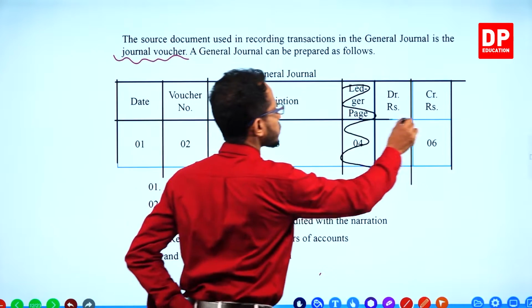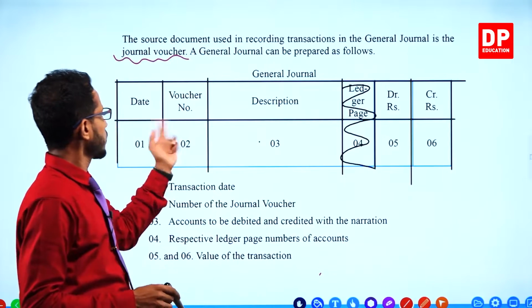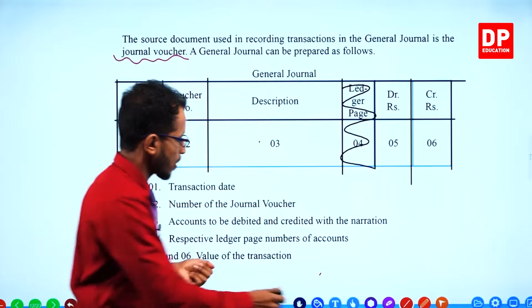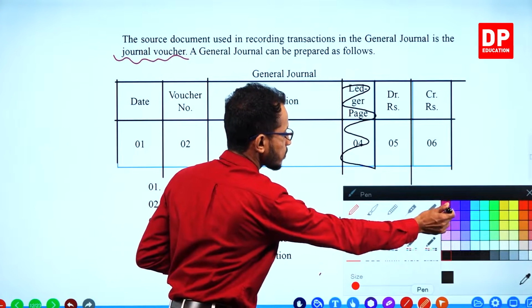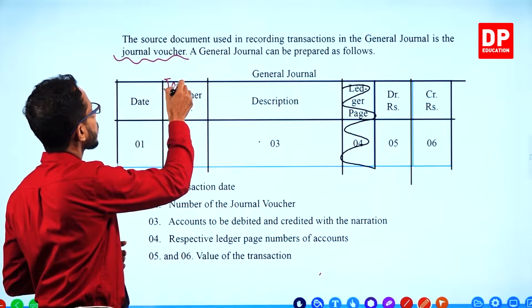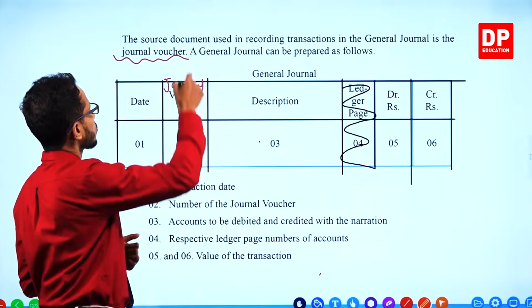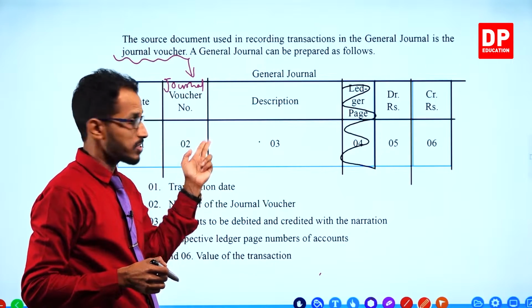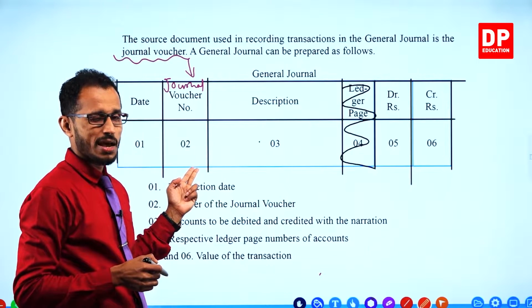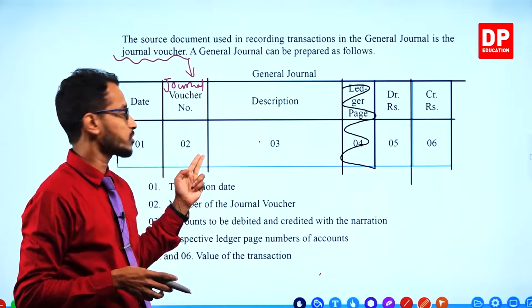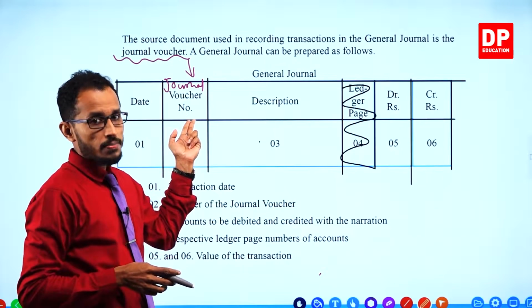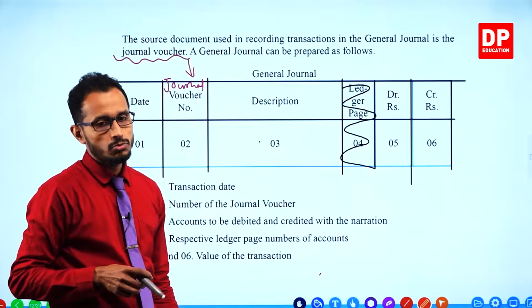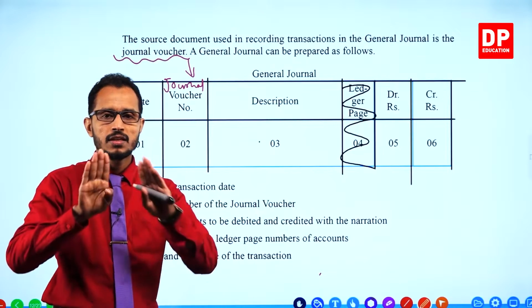Date column. This date column, voucher number, journal voucher. The source document. There's a number in the source document now, so this column is for that number. Source document number, the source document is the journal voucher. Date column, journal voucher, description column, and the amount or value column divided into two.